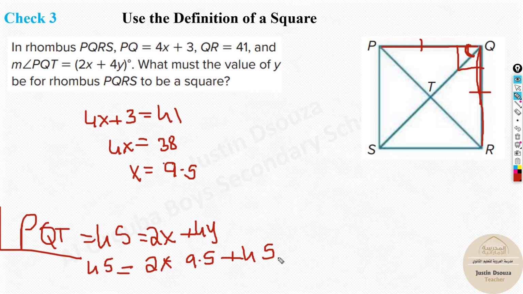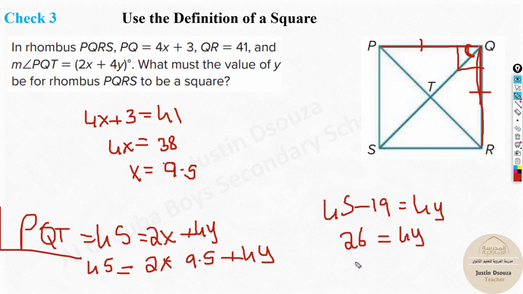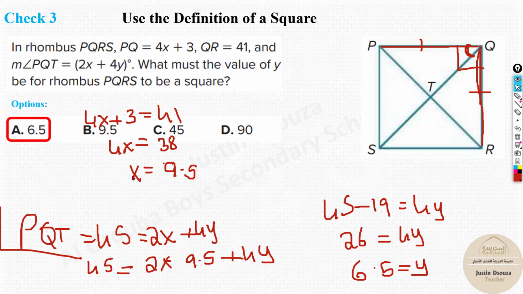You can solve it directly in the calculator. Sorry, y is unknown. Now here 2 times 9.5 would be 19. Take 19 to the other side, it will be 45 minus 19 equals 4y. Now it will be 26 equals 4y, and divided by 4, it will be 6.5. 6.5 is y. That's the answer. I hope it's correct. Okay, 6.5 is the correct answer.